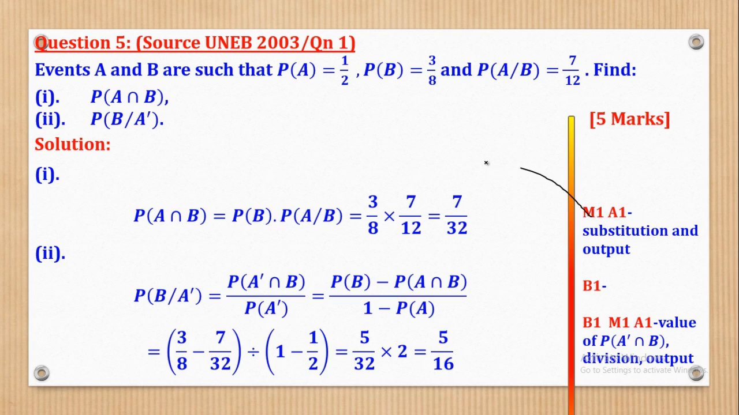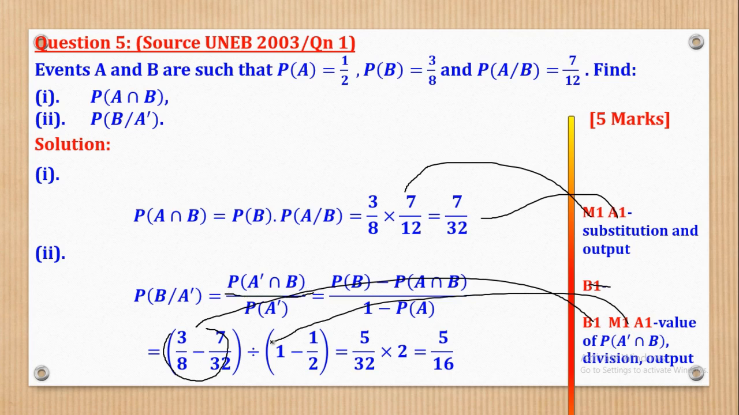M1 for substitution and A1 for output. So this one was not supposed to be there. B1 for the value of A complement intersection B. So getting this one alone will be a B1, because some students can decide to first calculate for A complement intersection B alone. So that is B1. Then M1 for dividing the two, and A1 for the output.